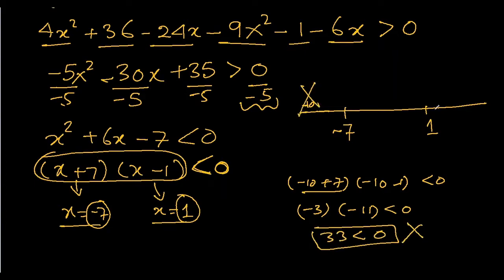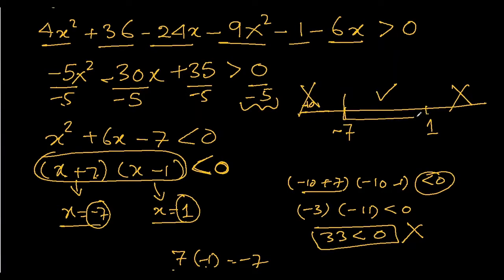Let's choose a number between minus 7 and 1. I think 0 is a good choice, so I will put 0. Let me do it mentally. 0 plus 7 is 7, 0 minus 1 is minus 1. 7 times minus 1 is minus 7, which is, yes, less than 0. This is our answer. And obviously, if we take a number more than 1, it will not be an answer. You can choose any number yourself, more than 1, and it will definitely be a positive number. So our answer is this area from minus 7 to 1.